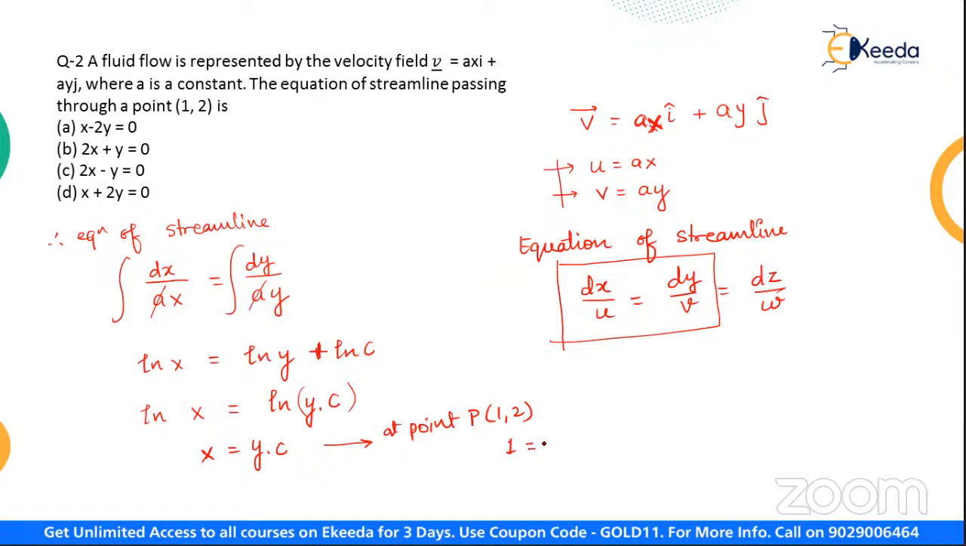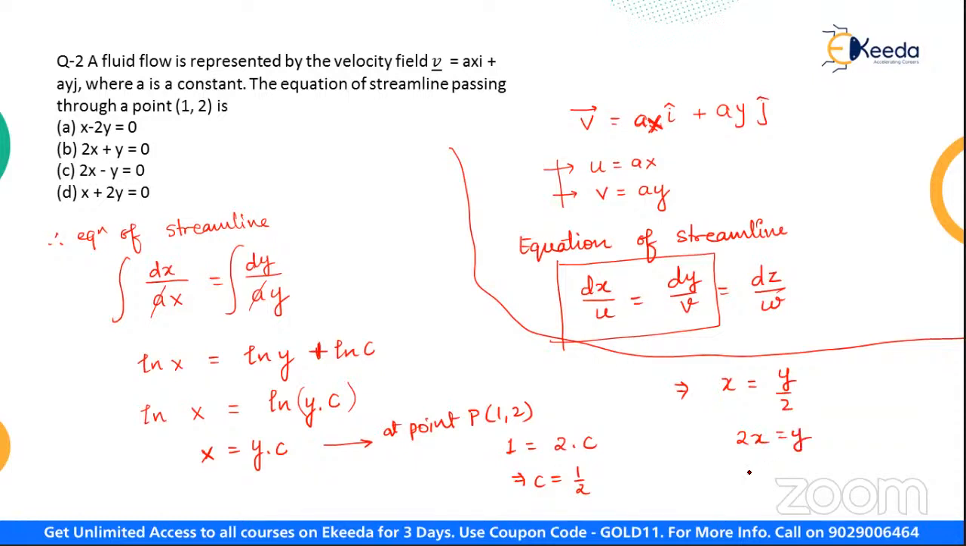So by putting the values of x and y in this equation, this will yield the value of the coefficient, that is 1 by 2. Therefore, if we place the value of x, y and c in the equation, this is equal to y by 2, and it can be further solved as 2x minus y is equal to 0. That means option C would be the correct one.